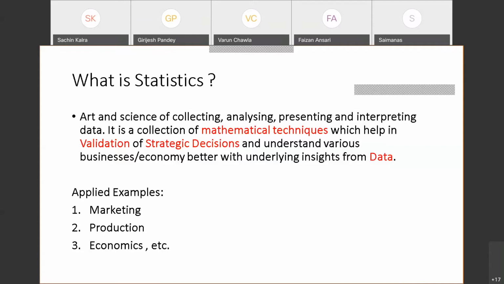So basically, it's a usage of some mathematical techniques to validate our hypothesis, maybe, or to take certain decisions and understand underlying data much better. For example, we have an example in marketing.